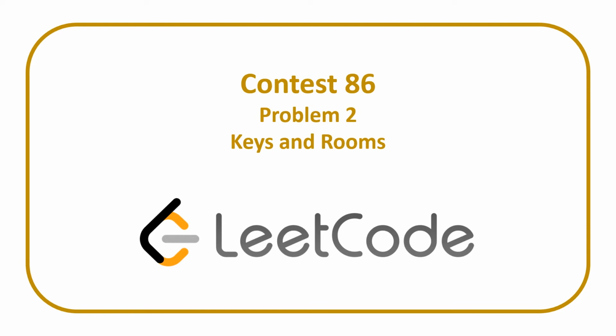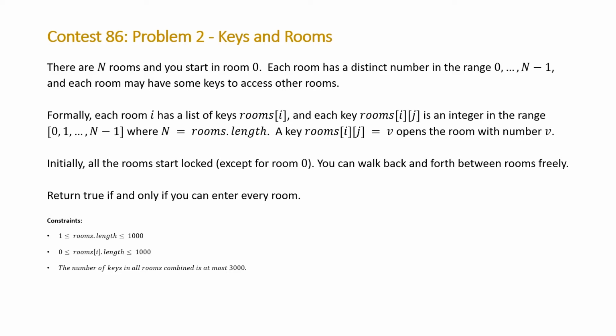In today's video, we're going to be covering the solution to problem 2 from LeetCode Contest 86 entitled Keys and Rooms. The problem states there are n rooms and you start in room 0. Each room has a distinct number in the range 0 to n-1, and each room may have some keys to access other rooms. Formally, each room i has a list of keys rooms[i], and each key rooms[i][j] is an integer in the range 0 to n-1, where n is equal to the number of rooms.